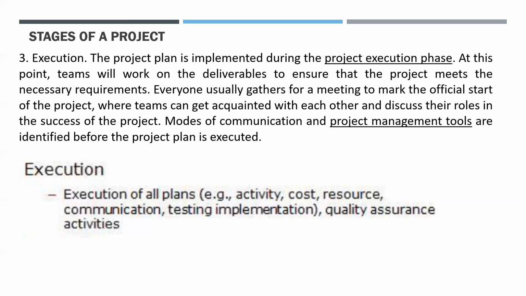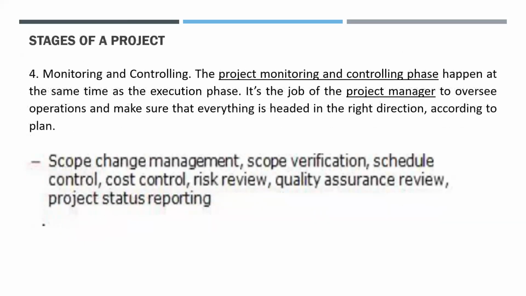So that's for execution. Next is monitoring and controlling. This is when project performance is observed and measured regularly to identify variances from the project management plan. This also includes controlling changes and recommending preventive action in anticipation of possible problems.